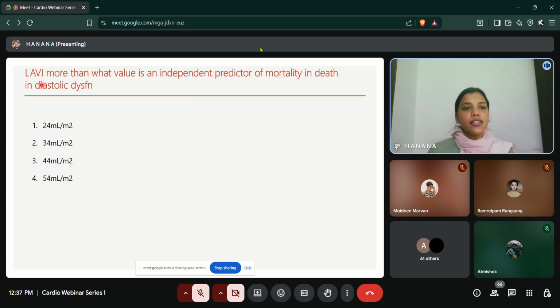Okay, the first MCQ: LAVI, that is left atrial volume index, is more than what value is the independent predictor of mortality in a diastolic dysfunction patient? You are getting some values here, and if you are calculating the left atrial volume index, more than which value will be an indicator of mortality? Any idea?